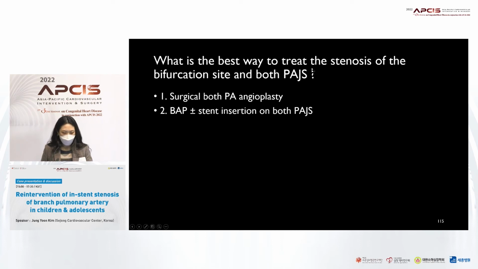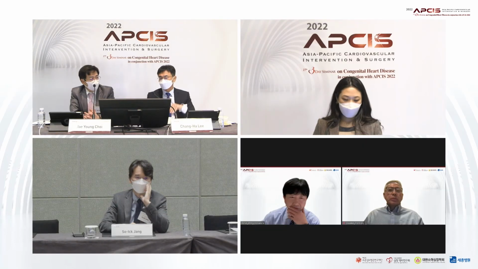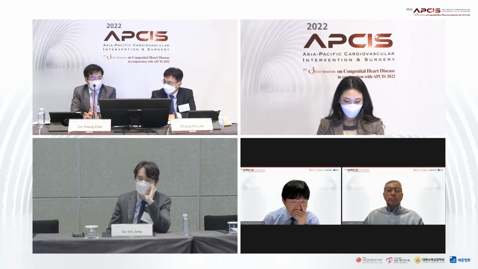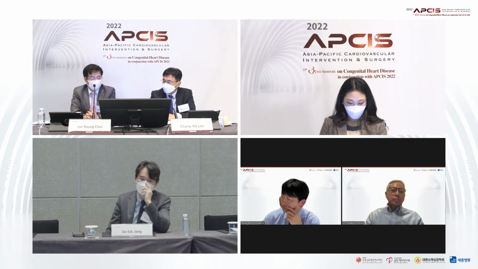So what is the best way to treat this kind of bifurcation site stenosis? I think it is important. The options are surgical patch PA angioplasty, or balloon angioplasty plus stent insertion on both PAs, a bilateral stent insertion technique. Actually, this is a trifurcation stenosis, I think. Yeah. Frank, what is your choice?